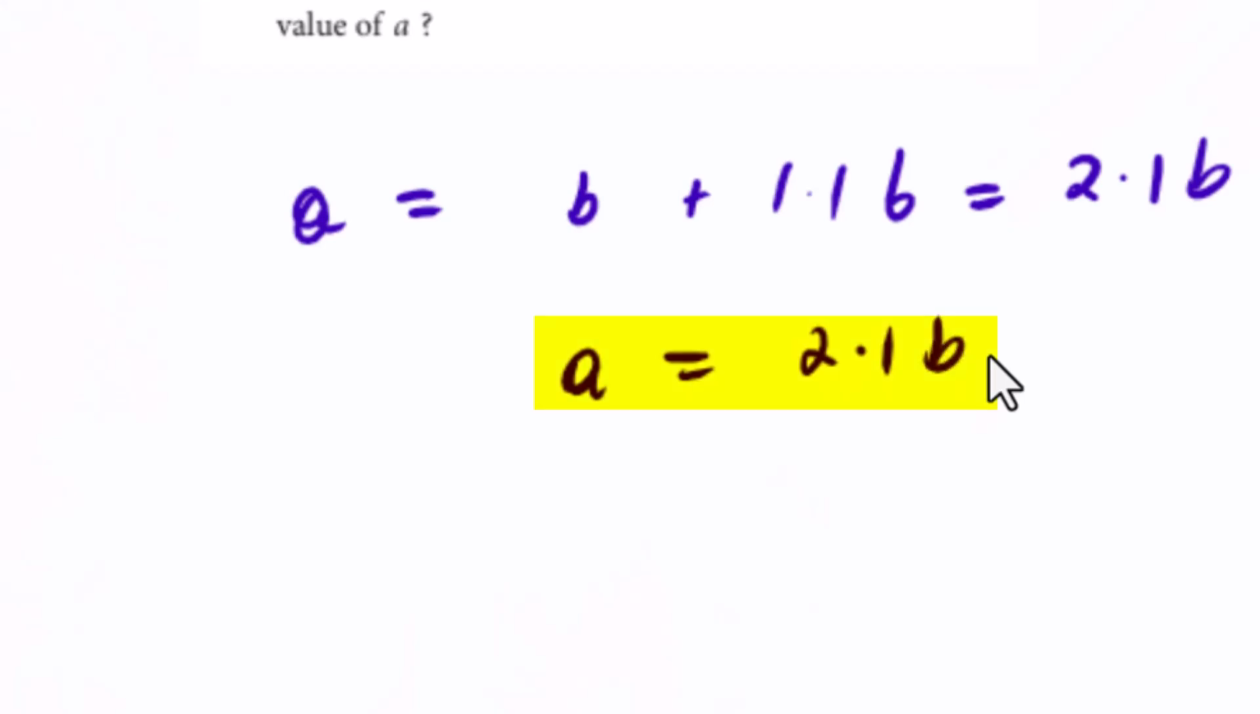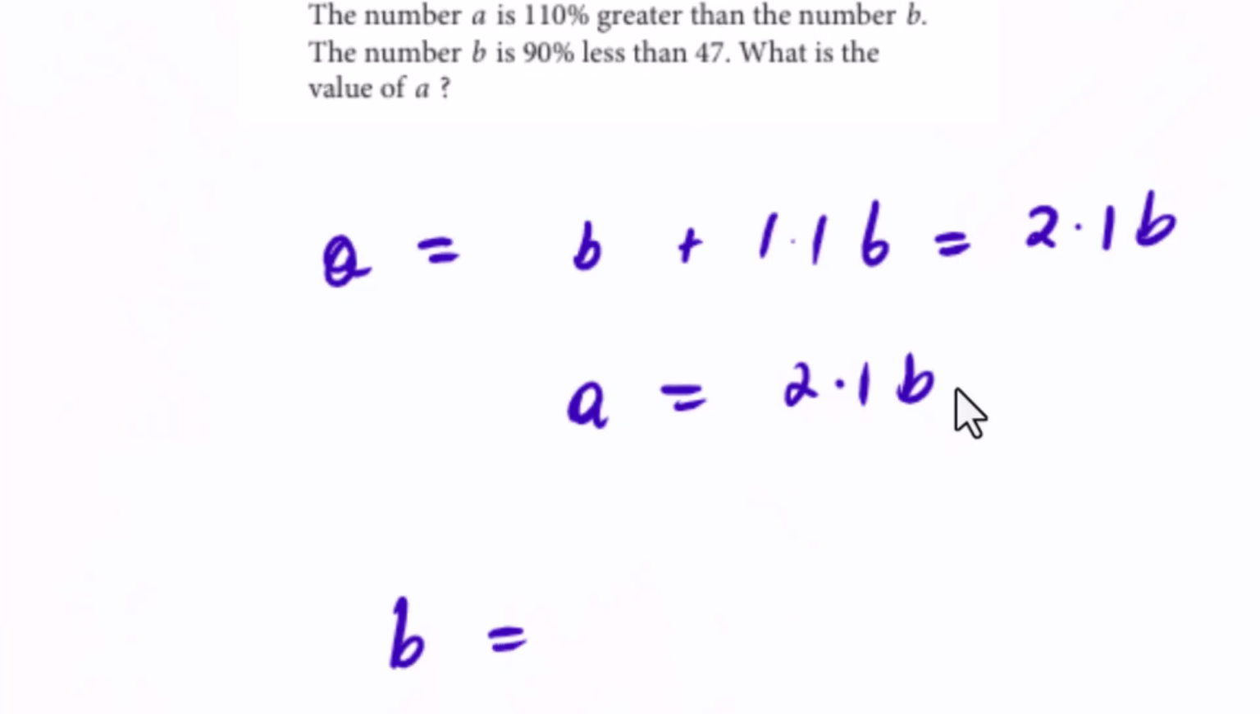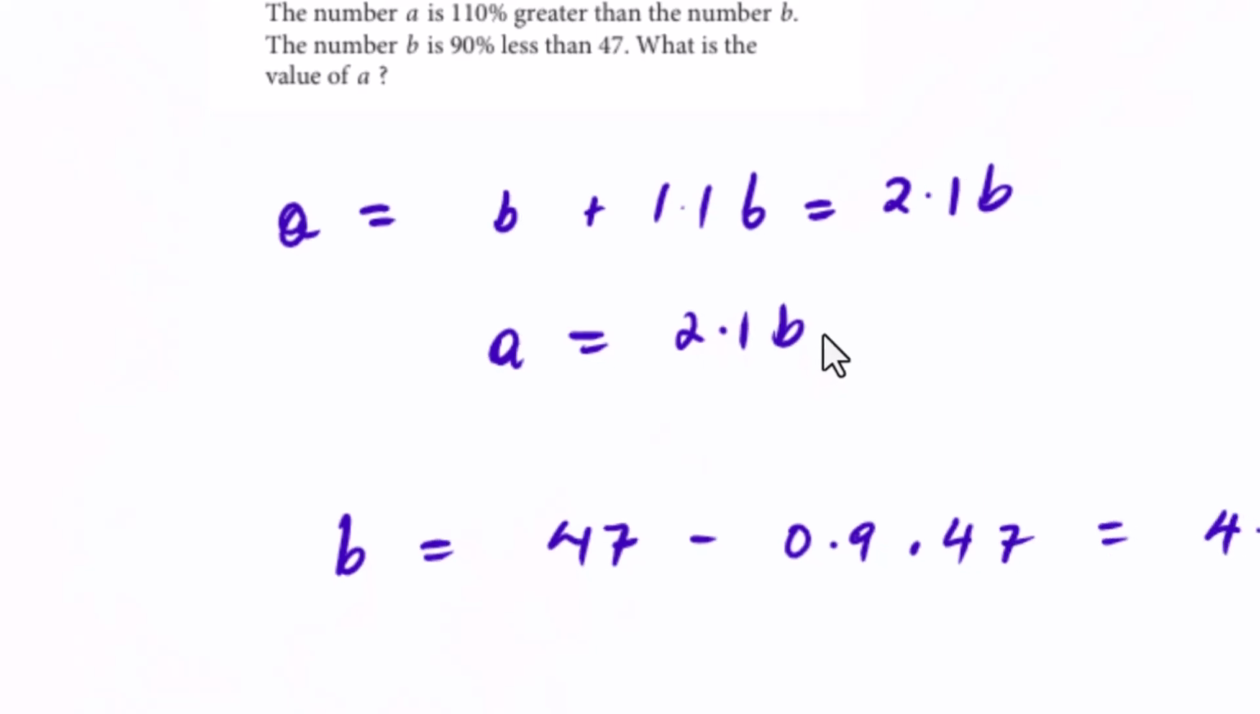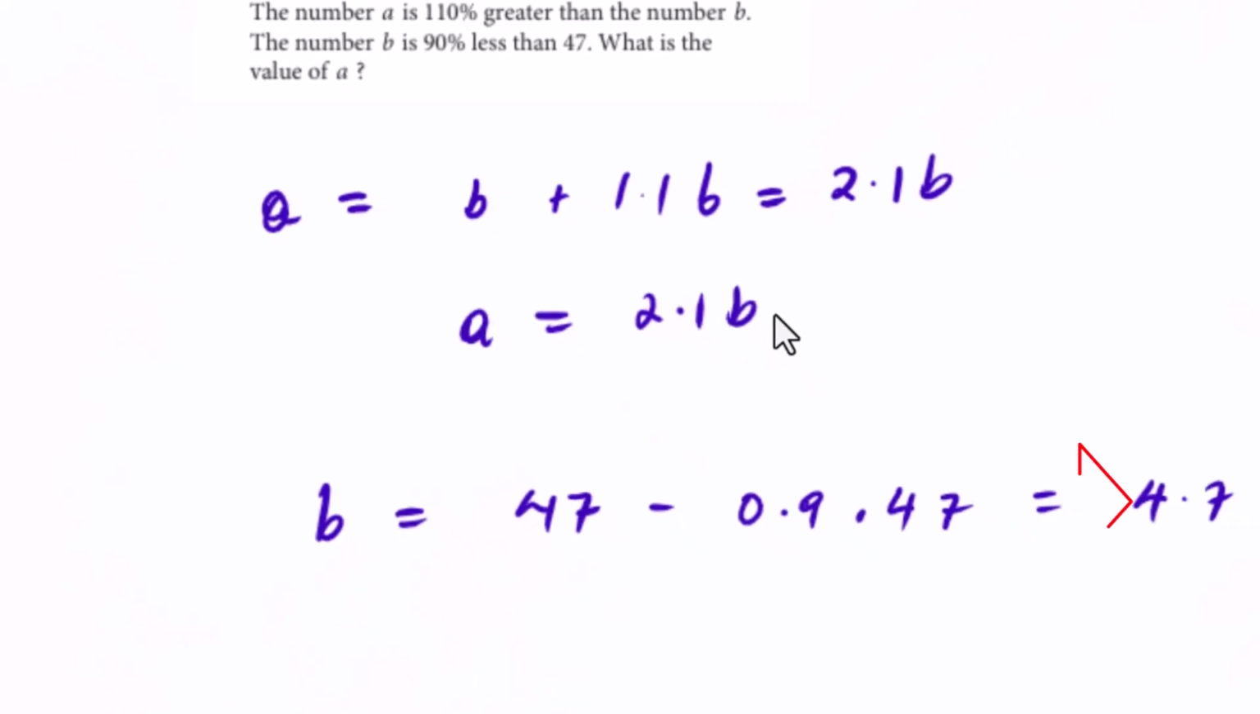Now the next piece here is that the number B is 90% less than 47. So B is going to be 90% less than 47. So if I do 47, decrease this by 90%, so it's going to be 0.9 times 47. That's going to give me roughly 4.7. So my B is then going to be 4.7.